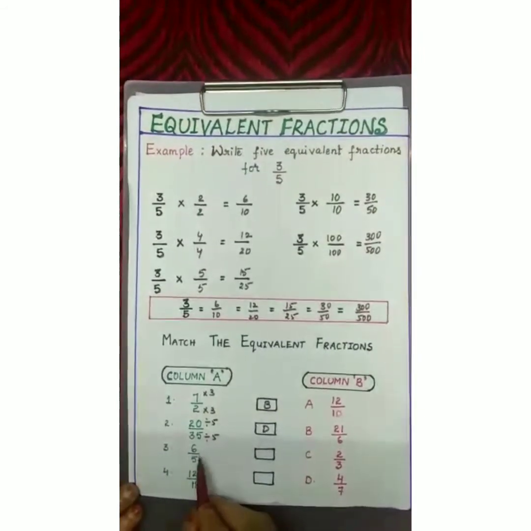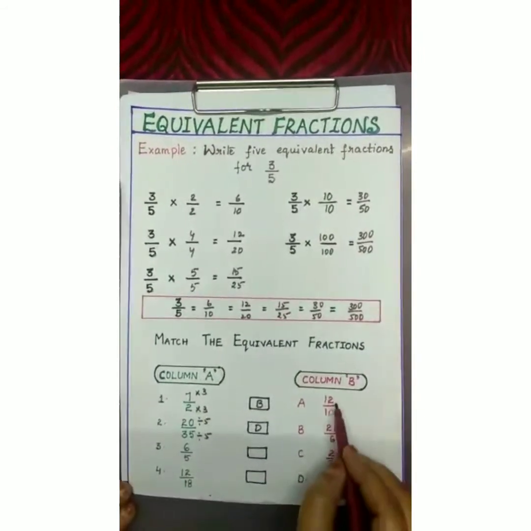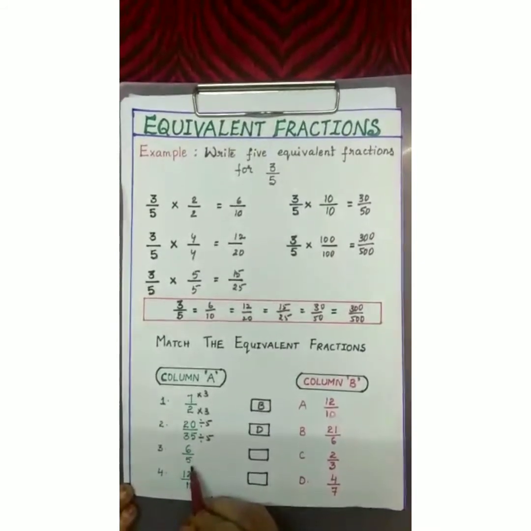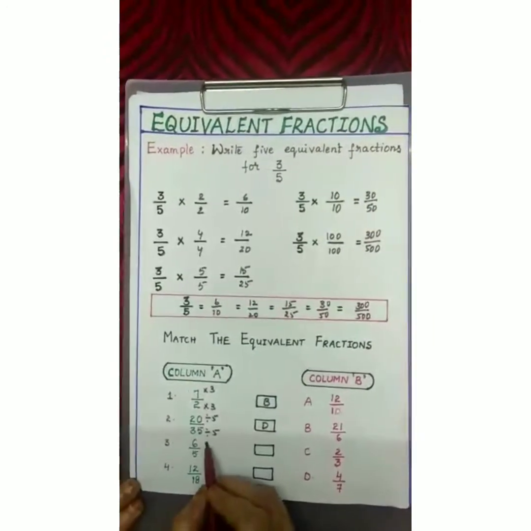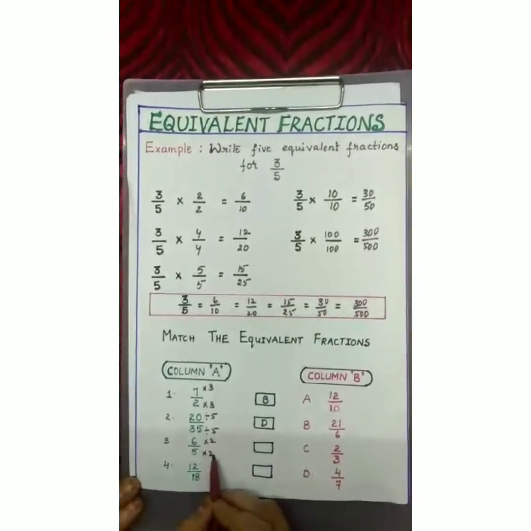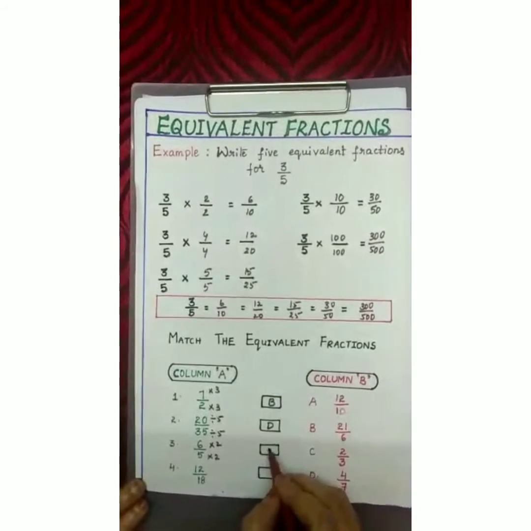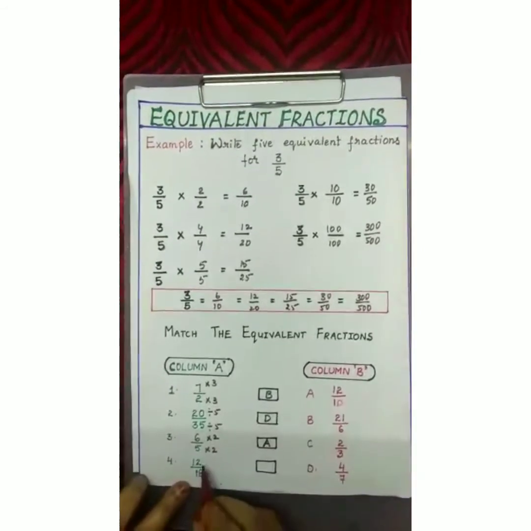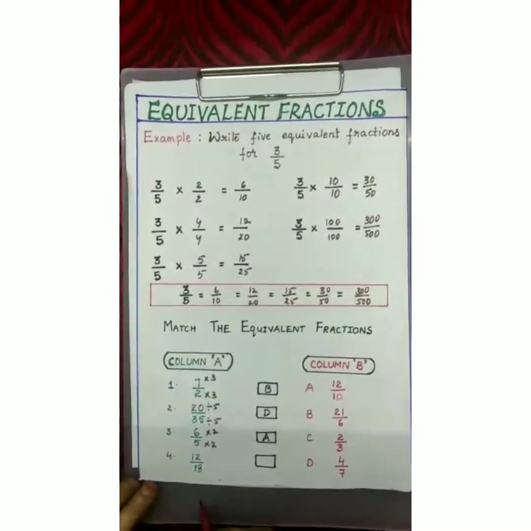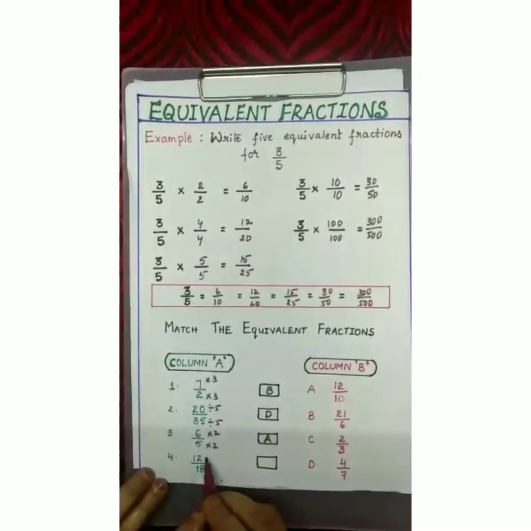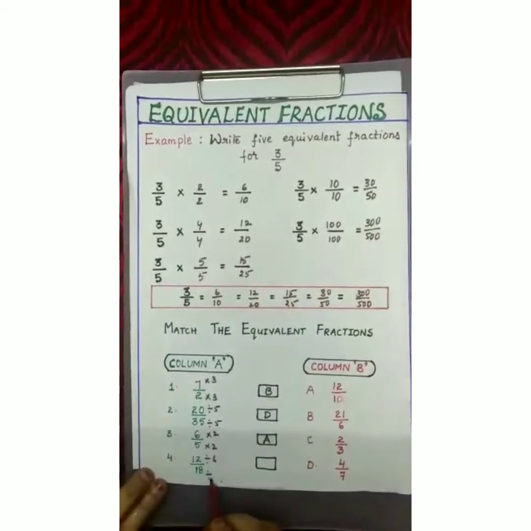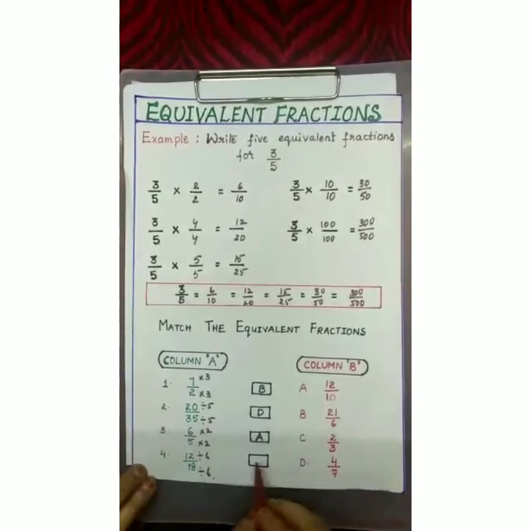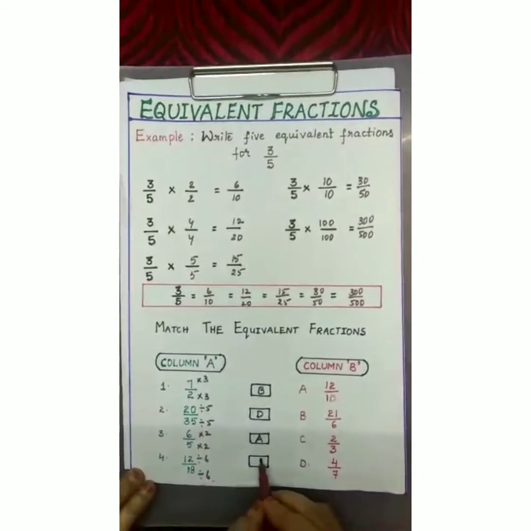Now come to the third one, 6 by 5. Here 12 we have. So 6 times 2 is 12. With the same 2, if you multiply 5, we get 10. So 6 2s and 5 2s, 10 we got. So the correct option is A. Now the last one, 12 by 18. What is the common factor for 12 and 18? 6. Now let us divide with 6. 12 divided by 6 is 2. 18 divided by 6 is 3. So for the last one, the correct option is C.